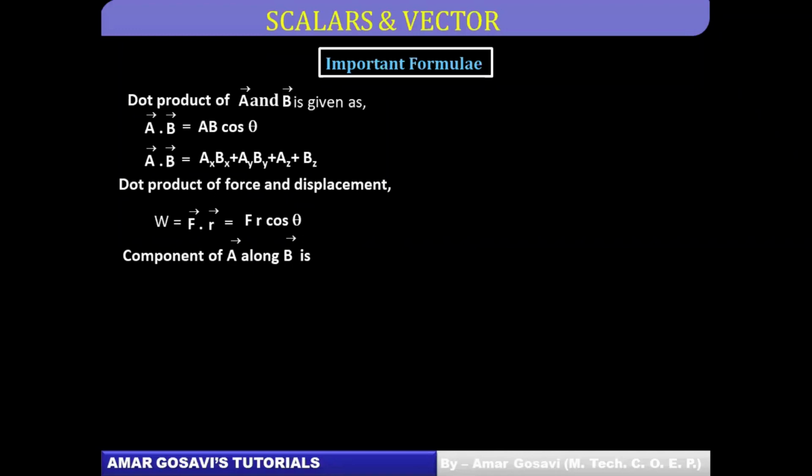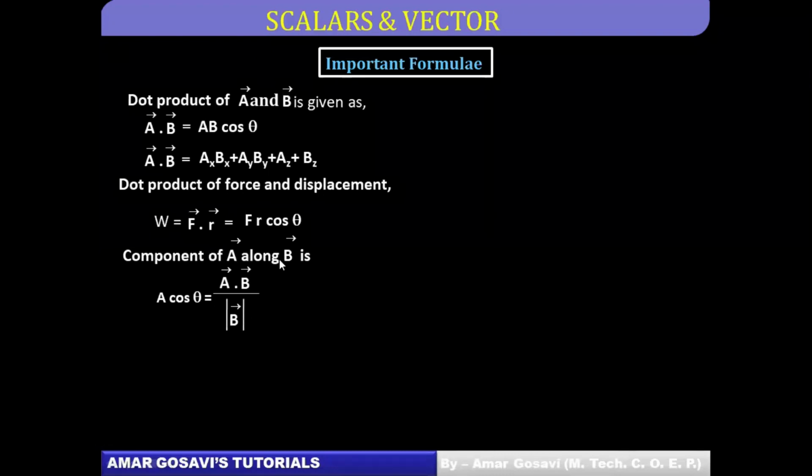How do you work out the component of A along B? This is the formula, A cos theta. Always remember, this is an important formula which you would be needing. The component of A along B would be A cos theta. You take A cos theta on one side, and what you get is A bar dot B bar divided by B. This is the component of A along B.